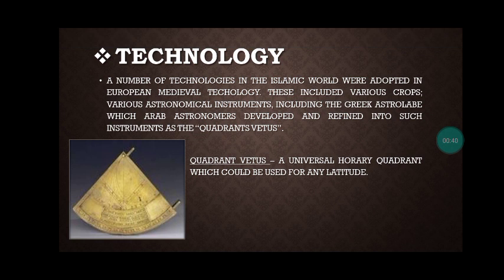Okay, technology. So what is technology? When we say technology, a number of technologies in the Islamic world were adopted in European medieval technology. This included various crafts, various astronomical instruments, including the Greek astrolabe, which Arab astronomers developed and refined into such instruments as the quadrant Vetus. So, what is quadrant Vetus? When we say quadrant Vetus, it is a universal horary quadrant which could be used for any latitude.